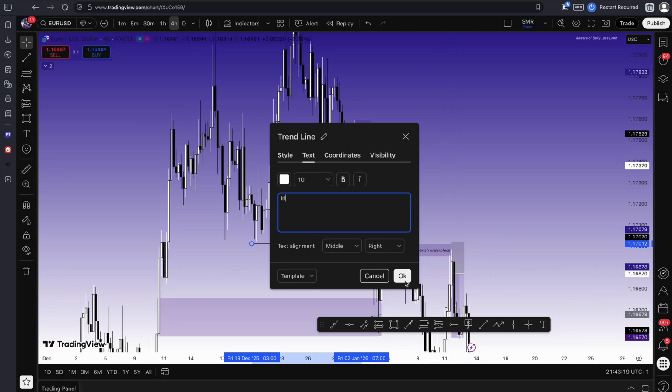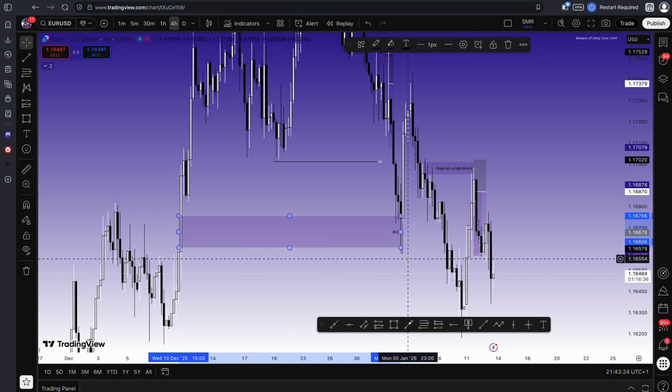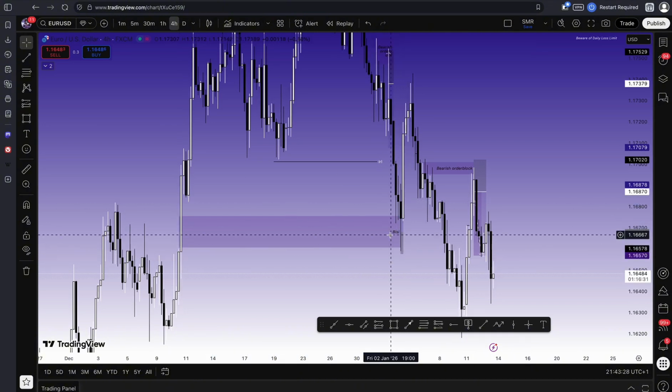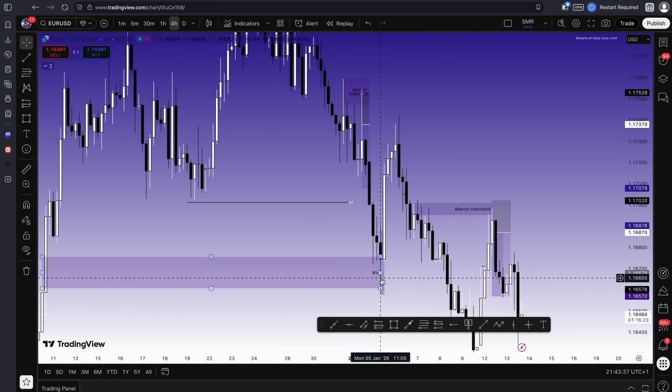IRL, internal range liquidity being taken. What do we have here? A fair value gap, a BC, buy side inefficiency, sell side imbalance. So that's a bullish fair value gap. And this is a bearish order block, but we're not looking at that right now. So now we're going to focus on this one right here, a BC, buy side inefficiency, sell side imbalance.